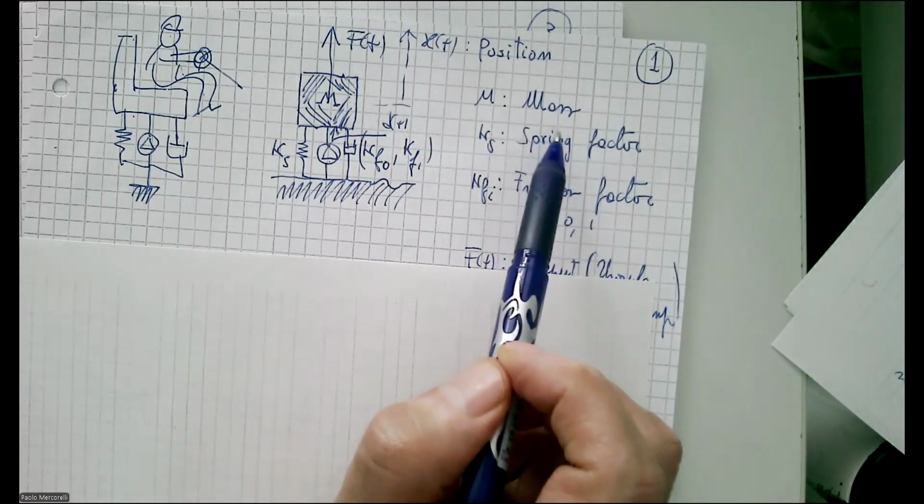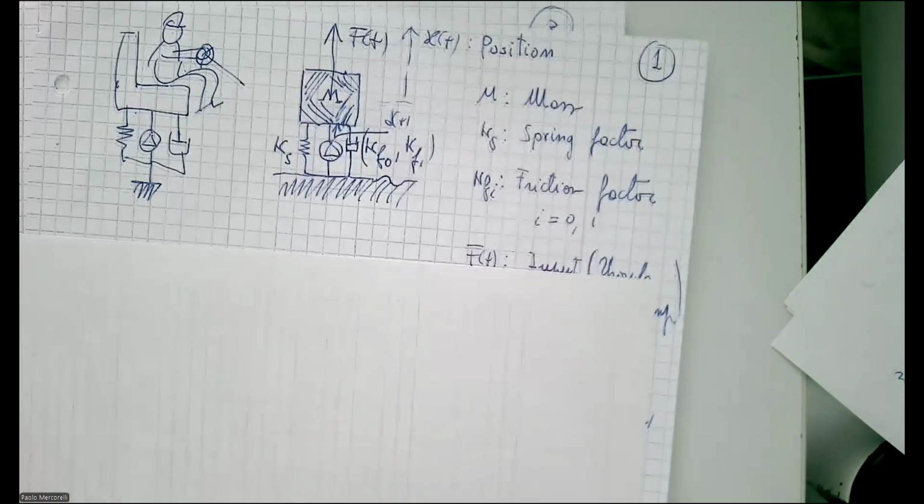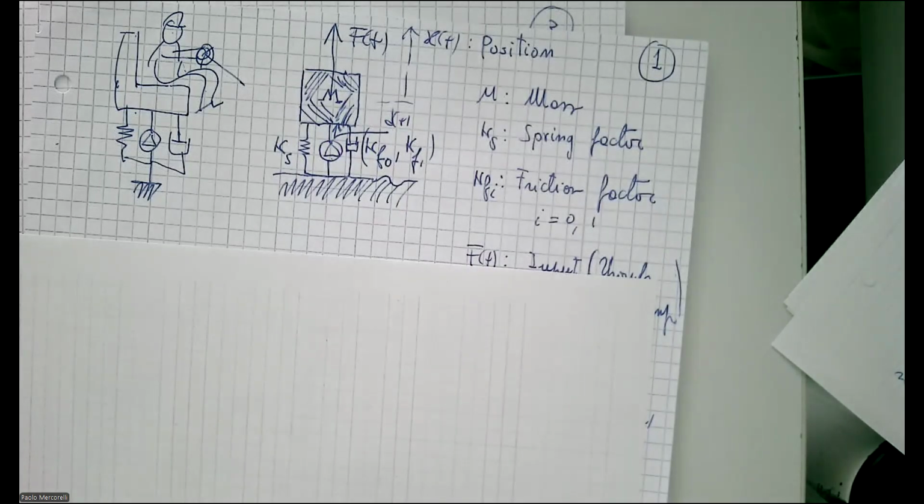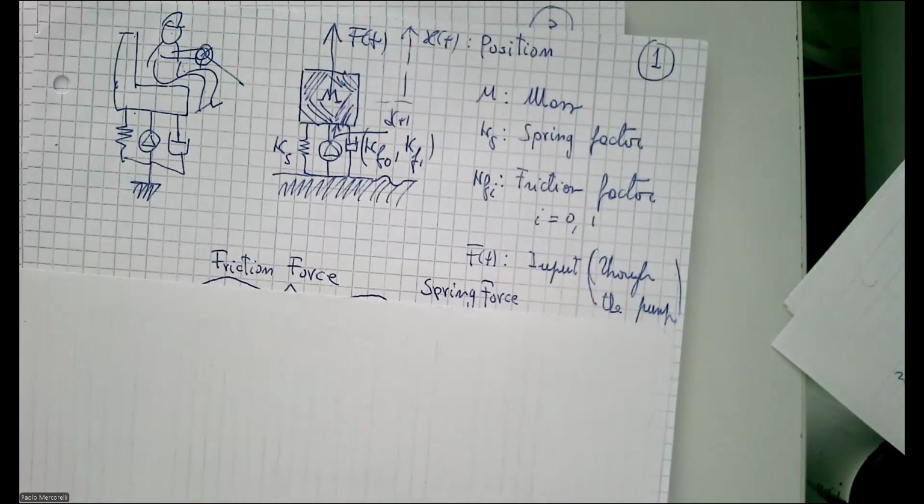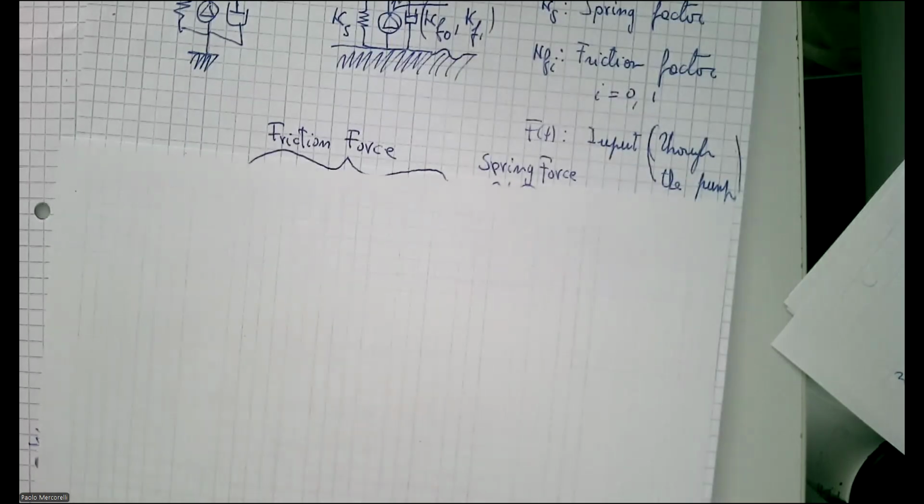We have the mass, concentrated. You remember the word concentrated, what is the meaning? Ks is the spring factor, the stiffness of my damping system. Kf is the friction factor, which is a part of the damping system. I told you about that. F of t again is the input. Look at this now.